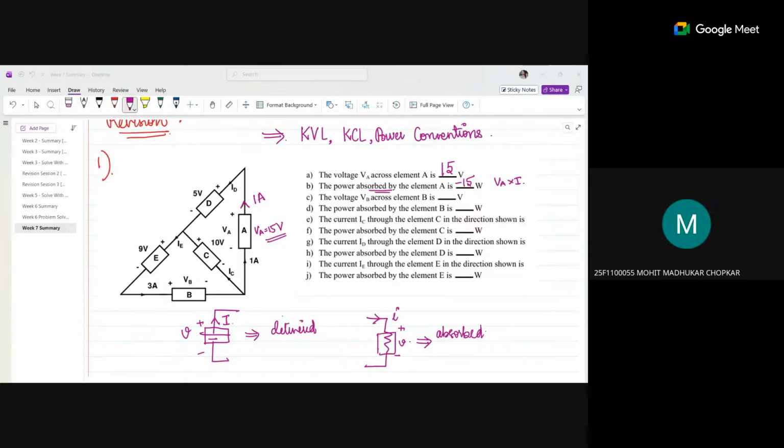9 volt is coming and 10 volt is 1 volt. What is the power absorbed by the element B? 3 watts. It is entering the positive terminal, so it is absorbed only. So plus 3 watts. Then the current IC through the element C.